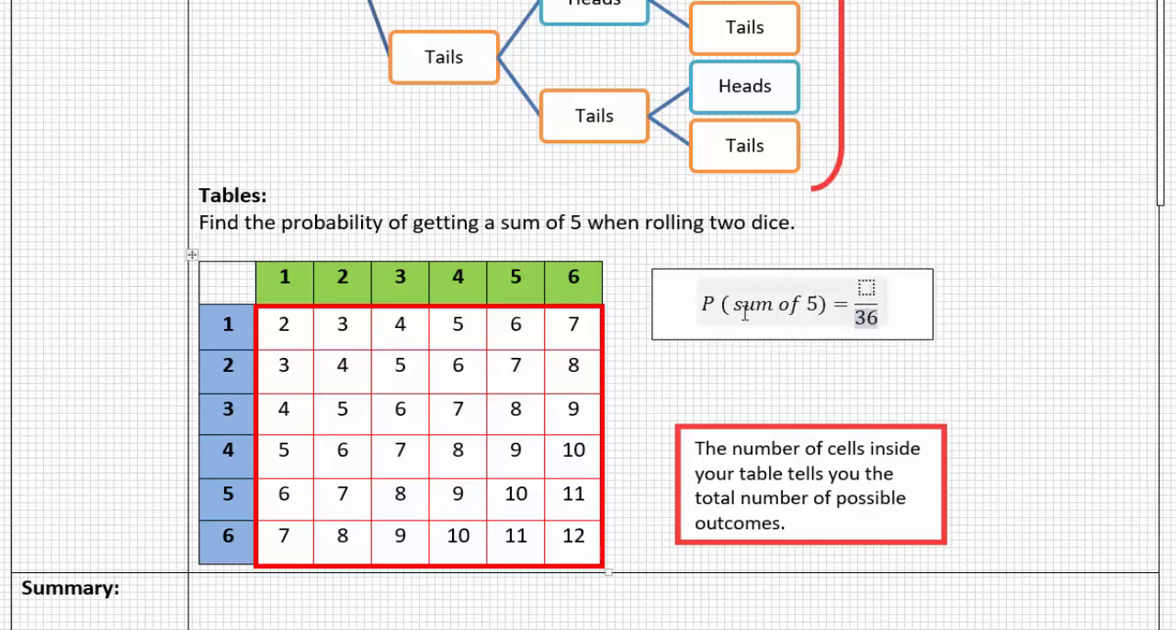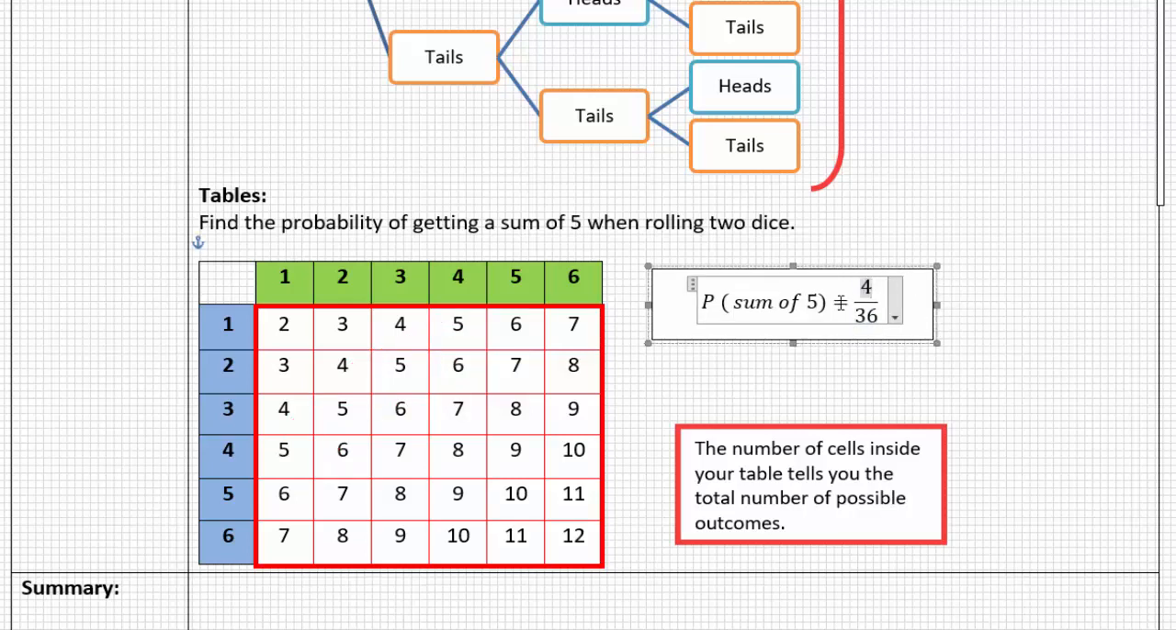Now we just have to figure out how many of them have a sum of 5. So let's take a look. So it has to be exactly 5. So it looks like we have this right here, these outcomes that I'm trying to circle. 4 plus 1, 3 plus 2, 2 plus 3, 1 plus 4. So there's 1, 2, 3, 4 out of 36 possible ways to get a sum of 5 when rolling 2 dice. So let's go ahead and mark that up. Count up 4 of them.